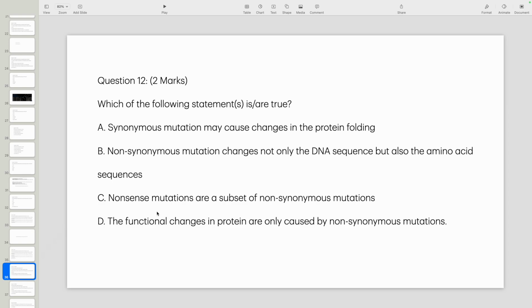Which of the following statements are true? A. Synonymous mutation may cause changes in the protein folding. B. Non-synonymous mutation changes not only the DNA sequence but also the amino acid sequences. C. Nonsense mutations are a subset of non-synonymous mutation. D. The functional changes in the protein are only caused by the non-synonymous mutations. Please go through this question and try to answer this question. I hope I am clearly audible.